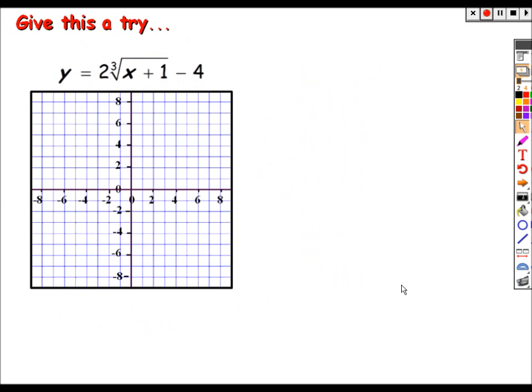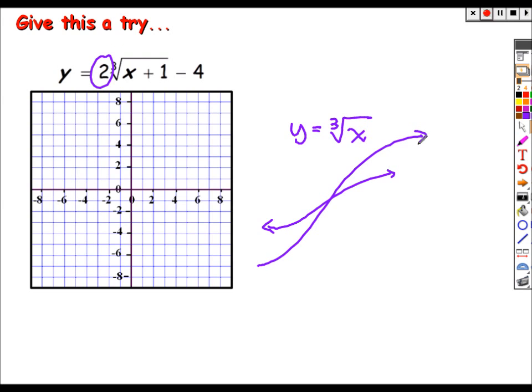So let's look at one last graph. Let's graph a cube root function. The first thing to notice about this graph is the parent function, y equals the cube root of x, is going to look something like this. It's that sideways graph of y equals x cubed, since it's the inverse of y equals x cubed. The 2 out front means it's going to be vertically stretched. So this might end up being wider than the original parent function.